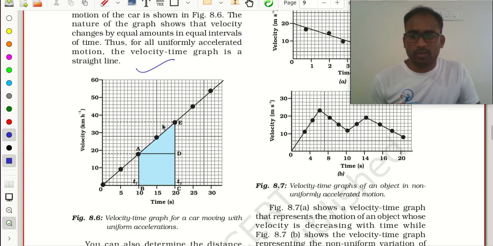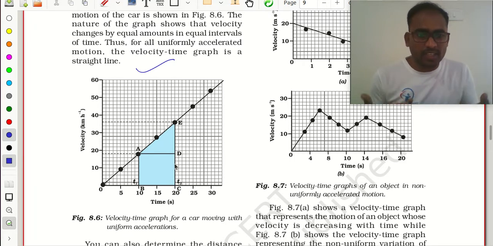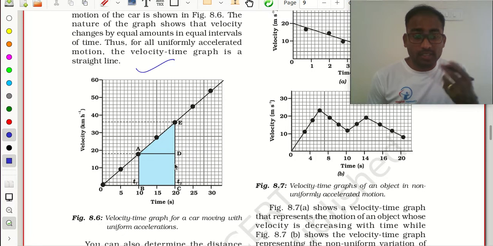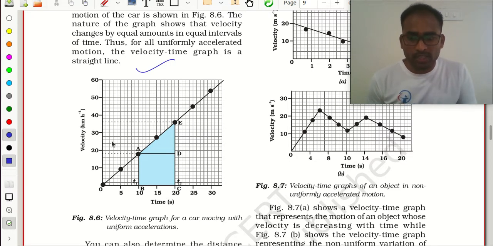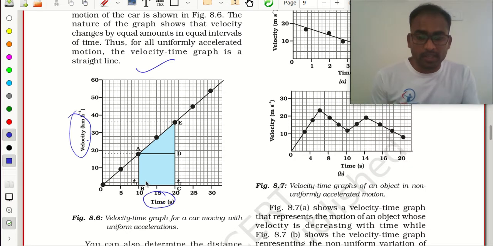Okay. So here my velocity is changing. My velocity is changing with respect to time. If velocity changes with respect to time, it is known as what? Acceleration only, right? Acceleration is nothing but change in velocity upon time. So our velocity is changing with respect to time. So we can say this is a velocity and time graph for a uniform acceleration motion.